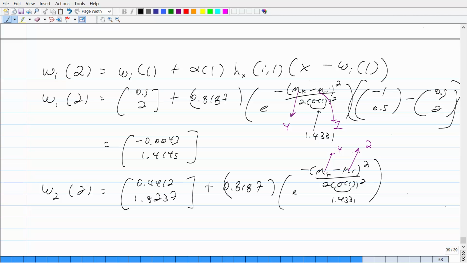You just, remember, this is just that by itself. You have to square it and multiply by 2. And then finally, we get minus 1, 0.5. Subtract this, so 0.4412 and 1.8237. So once you do all this, when you calculate this set of weights, we get, what is it?